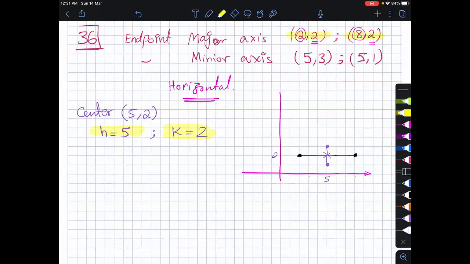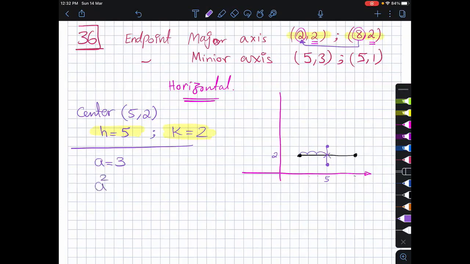A is 3 and B is 1. Why is A 3? We can count quickly: 1, 2, 3 along the major axis. B is 1. Also, you can subtract here: 8 minus 2 is 6, and take the half of it. 6 divided by 2 is 3.